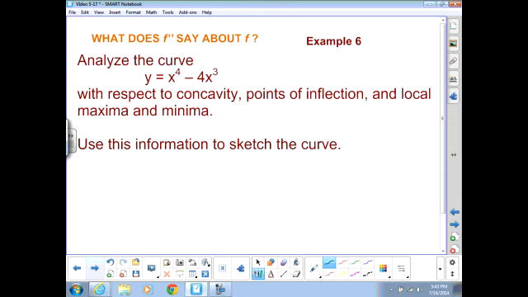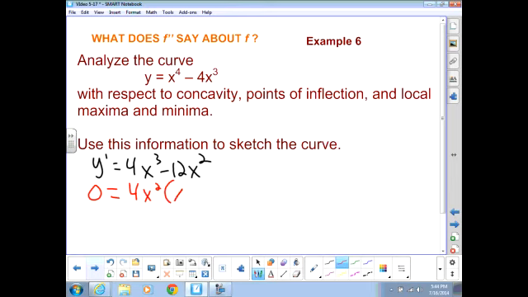All right, we're going to start with a function now, do our derivatives, and use the information that we gather to then sketch the curve ourselves. So let's start out, let's take the first derivative. That'll be 4x cubed minus 12x squared. We'll want to set that derivative equal to 0, and in doing so, I'm going to pull out a 4x squared, leaving x minus 3. And when we set those equal to 0, we'll get x equals 0 and x equals 3 as our critical values.